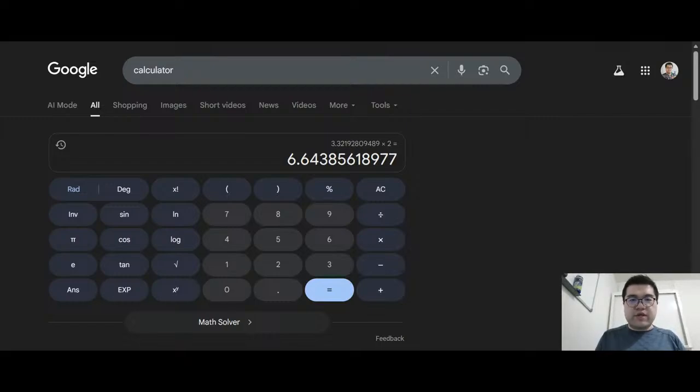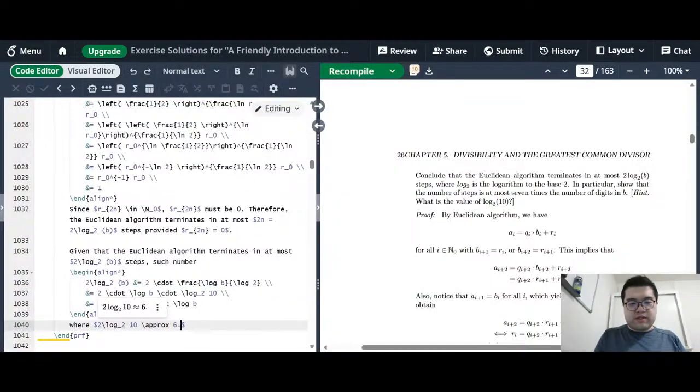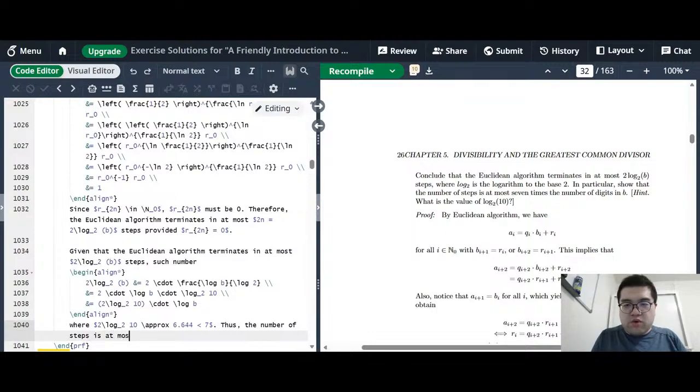So back to here, 6.644, which is strictly less than 7. Okay. So our answer is thus the number of steps is at most 7 times the number of digits in B.